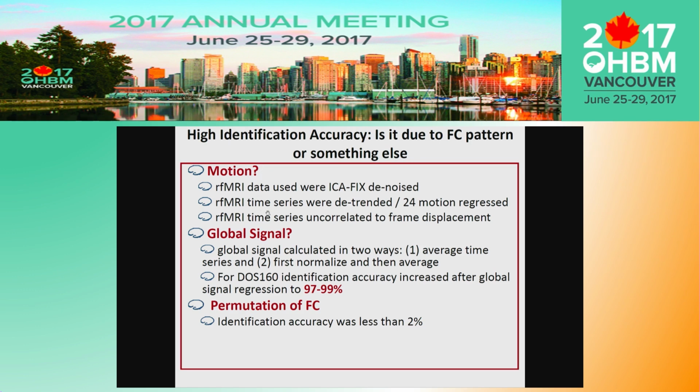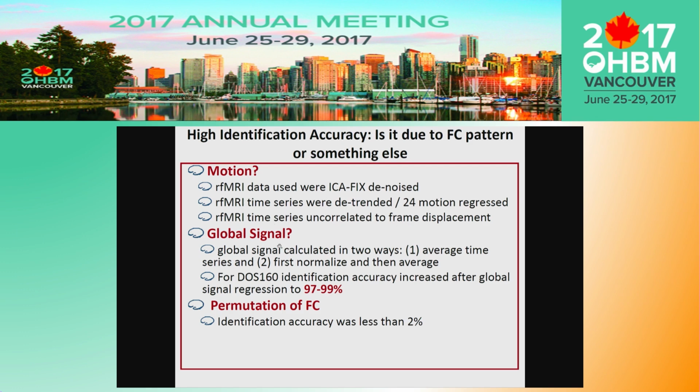So the data we used were after the ICA-FIX denoising. So the motion artifacts and the other artifacts were removed during that process. And then all the time series from resting fMRI were detrended, as well as 24 motion parameters regressed out. We also checked that the time series were uncorrelated with frame displacement. So it seems that it's not due to motion, right?